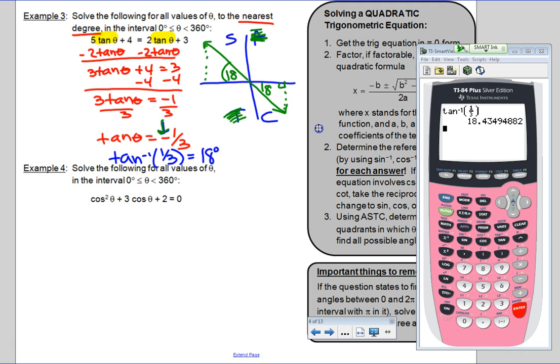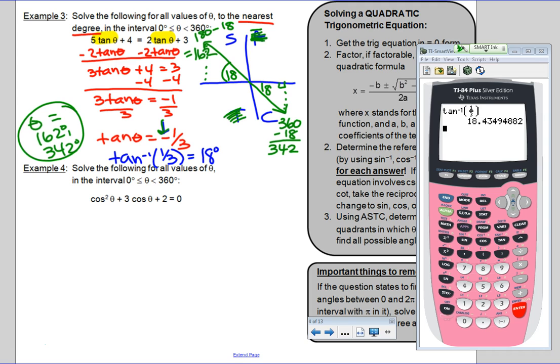So in quadrant 2, it would be 180 minus 18, and you get 162. And in quadrant 4, it would be 360 minus 18, and that would be 342. So your answers are theta equals 162 and 342 degrees.